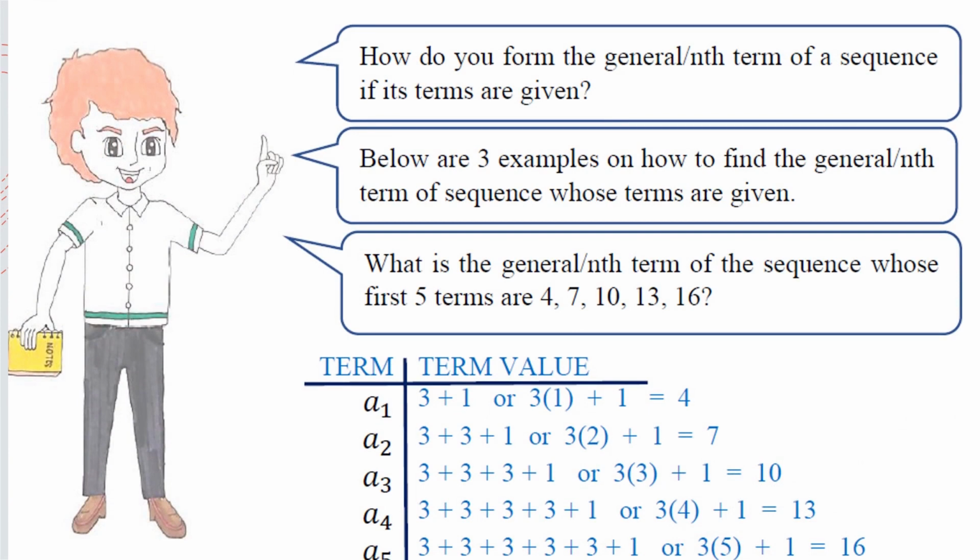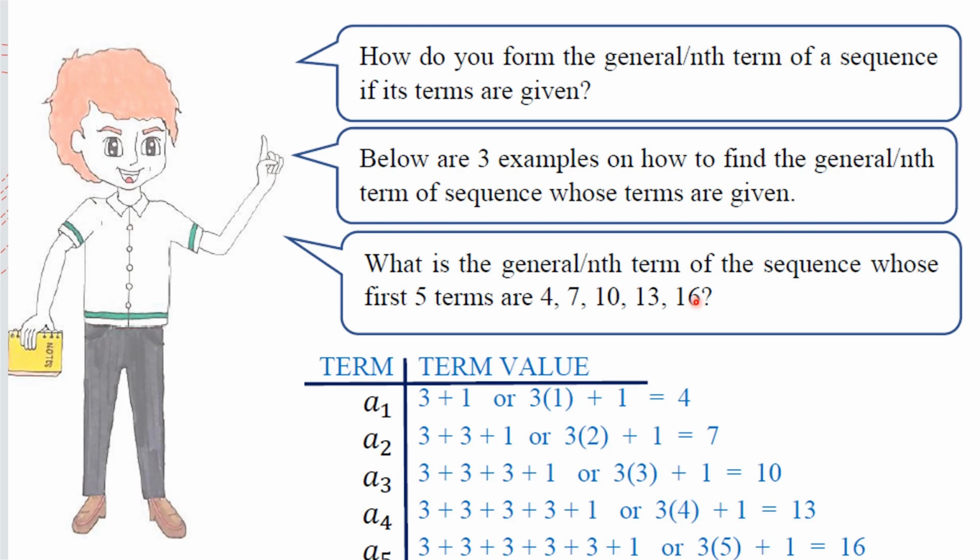Okay, so how do you form the general or the nth term of a sequence if its terms are given? Below are 3 examples on how to find the general or the nth term of a sequence whose terms are given. So what is the general nth term of the sequence whose first 5 terms are 4, 7, 10, 13, and 16? So kanina, sa previous activity, binigay sa atin yung general term and then we are asked to give the terms, yung first 5 terms.